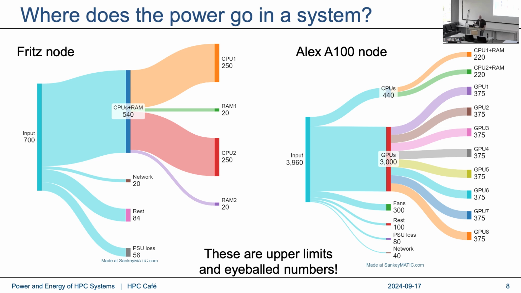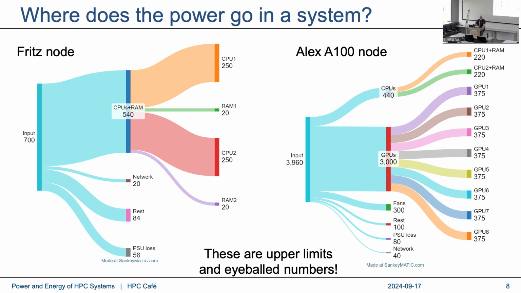So if you want to save power, if you want to save energy, you want to make the CPUs burn less energy. The rest of the system is almost negligible. We have some network infrastructure with maybe 20 watts. The power supply has some loss, which is between 5 and 10%, depending on how well utilized the power supply is. So I put it here with something like 56 watts, and there's the rest of the system. There's a motherboard, there's other stuff. But the majority is really the CPUs.